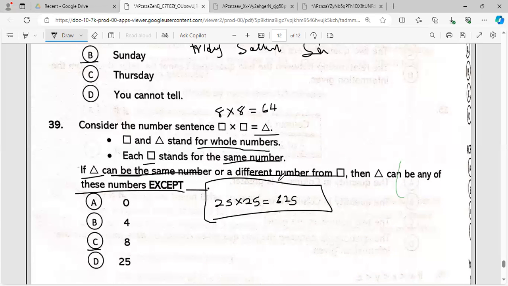Yeah, Abby, go ahead. It says if triangle can be the same number or a different number from square, then triangle can be any of these numbers except. So I said my answer was 8 because 25 is a square number, which means a number multiplied by itself would equal 25. 2 times 2 is 4, and 0 times 0 is 0.